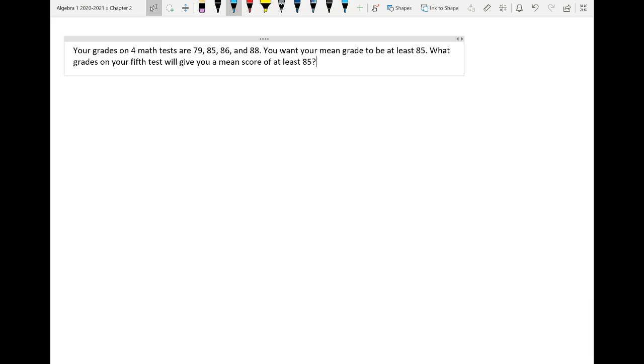We have to do a little bit of deciphering with this, because we see the word mean right here. And the word mean mathematically is your arithmetic average. Remember how we find the average of things. We're going to add all of the numbers together, and you divide by the number of numbers.